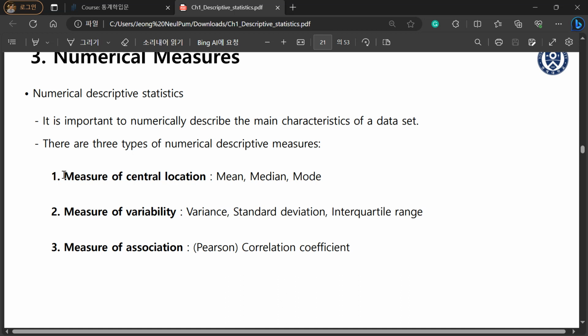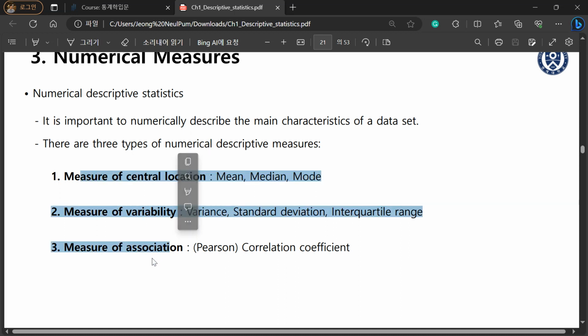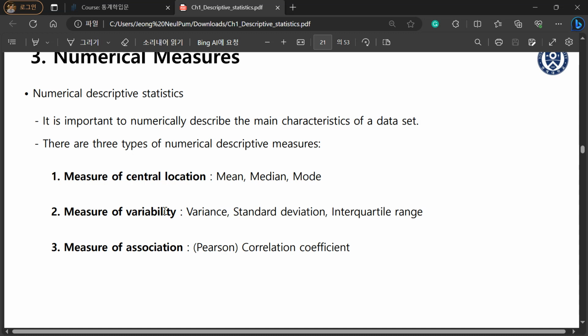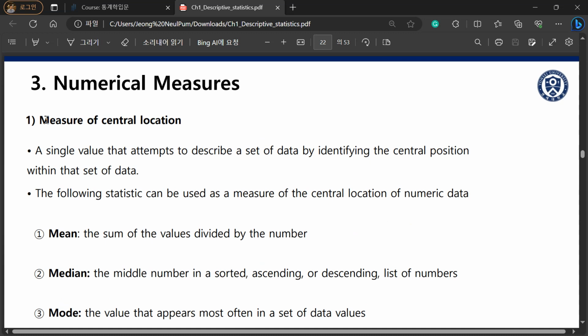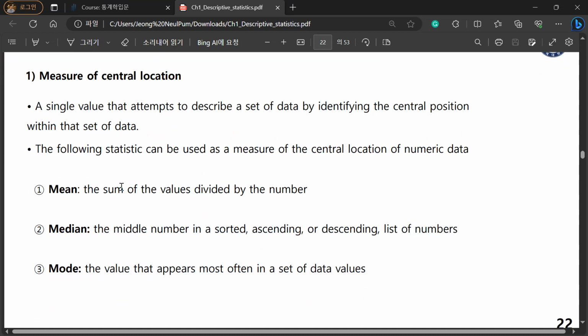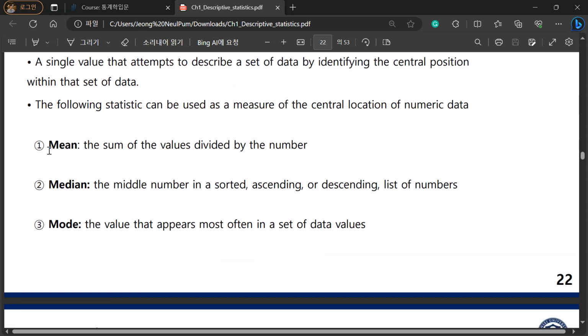So actually there are three kinds of numerical statistics. The first is central location. The next is the variability of our data, and the third is the association of two data. So the first is a measure of central location, and as you already know, this is very common knowledge: mean, median, or mode.